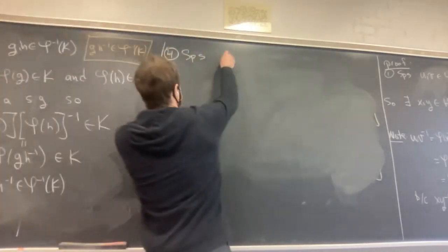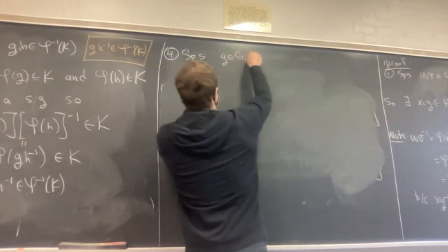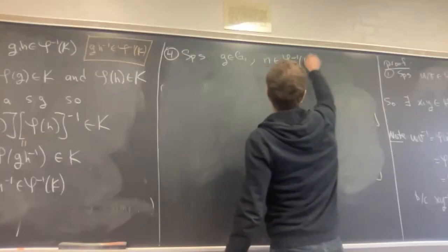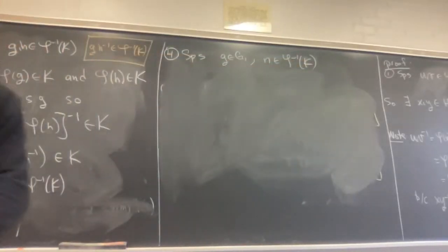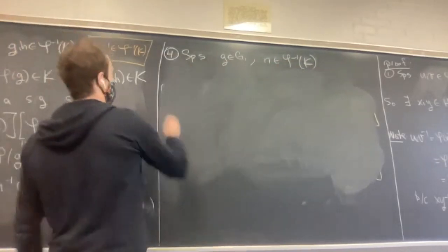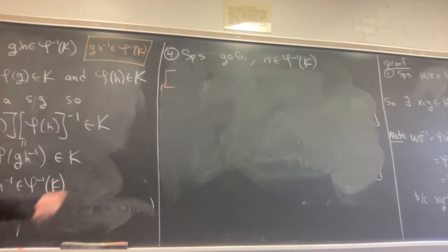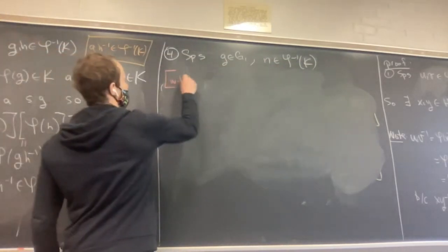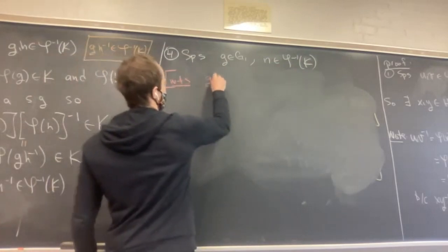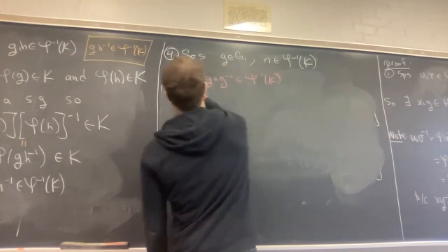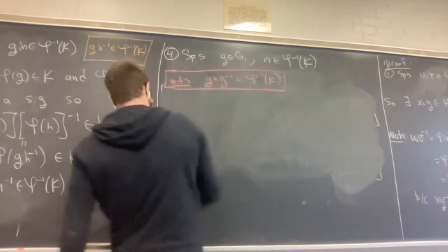So let's say we've got g in G1, and we've got n in phi inverse k. And then just to reiterate what we're doing, like I've said a couple times already, by the element-wise definition of normality, what we want to show is that g n g inverse is in phi inverse k. That's what it would take.